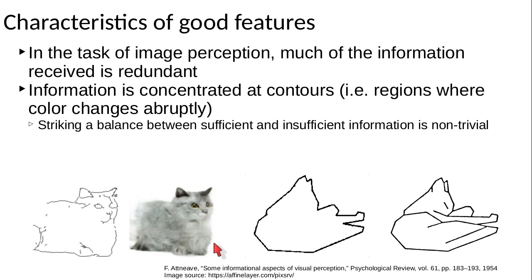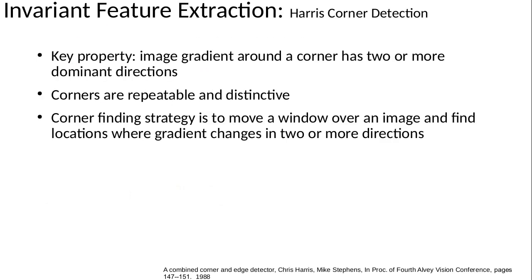This may be too much information. This information is sufficient, but this is too little information. So you have to extract information that is concentrated at contours, that is regions where the color changes abruptly. And you have to identify such regions in order to be able to recognize an image or handle the task of image perception. Now we will discuss the Harris corner detection algorithm.